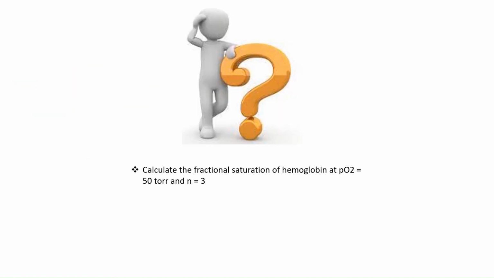Now one question from my end for you all: calculate the fractional saturation of hemoglobin at a partial pressure of oxygen of 50 torr and when N is equal to 3. Do let me know in the comment section.